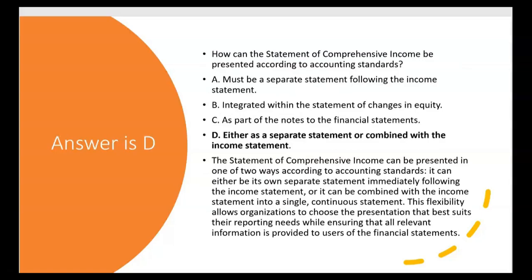The statement of comprehensive income can be presented in one of two ways. It can either be its own separate statement immediately following the income statement, or it can be combined with the income statement into a single continuous statement. And this flexibility allows organizations to choose the presentation that best suits their reporting needs while ensuring that all relevant information is provided to the users of the financial statements.